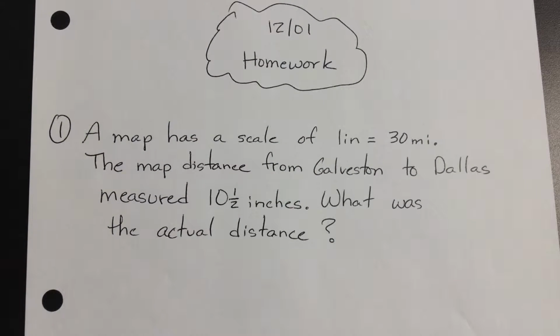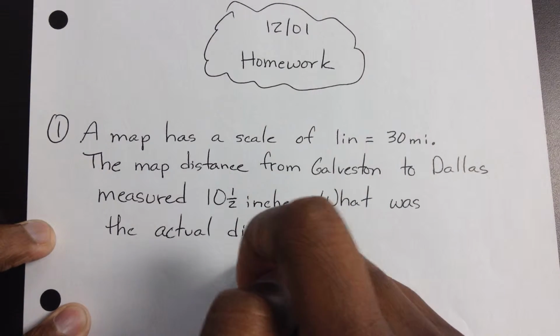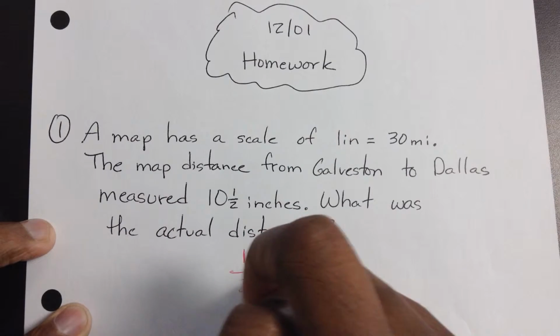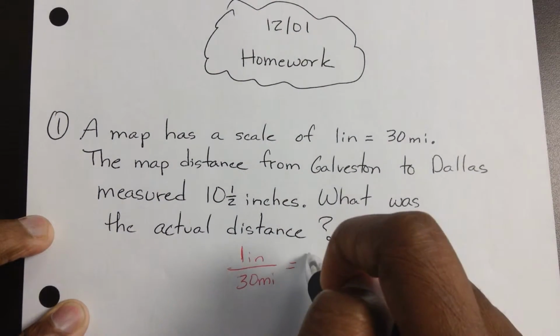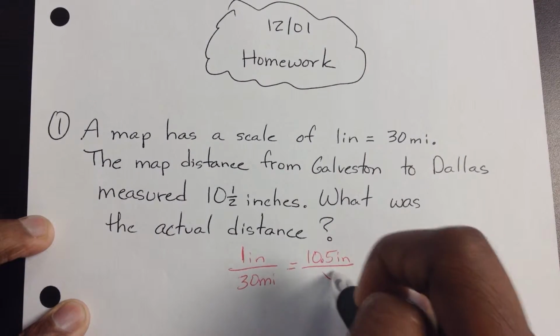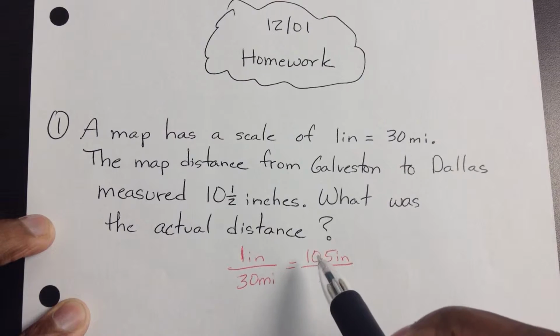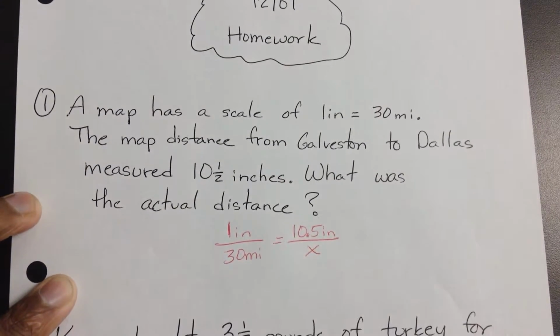We're now looking at 12-1 homework. You have a scale of 1 inch to 30 miles. The map distance from Galveston to Dallas is 10.5 inches. What was the actual distance? So again, we're going to start off by having 1 inch compared to 30 miles. And the 10.5, I'm going to go ahead and convert that to a decimal over X. So I'm going to be multiplying 10.5 times 30.